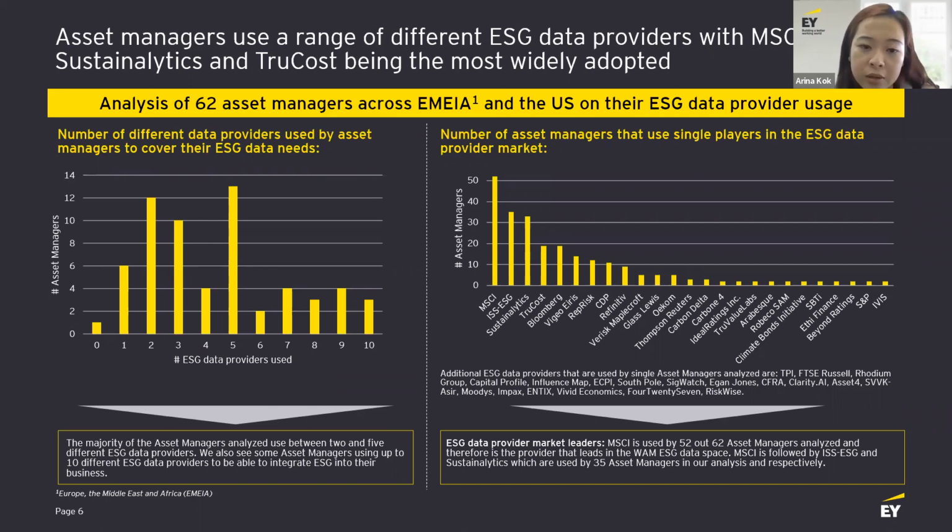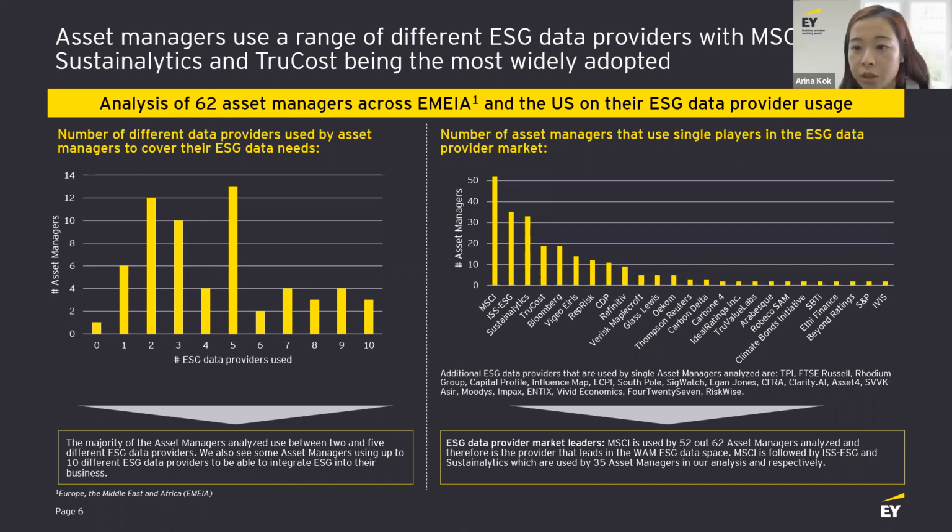On the right-hand side, we've also outlined the number of asset managers that use single players in the ESG data provider market. Now, if you look at the graph, it also outlines that MSCI is used by 52 out of 62 asset managers analyzed, and therefore is the provider that leads in the WAM ESG data space. MSCI is followed by ISS ESG and Sustainalytics, which are used by 35 asset managers in our analysis respectively.